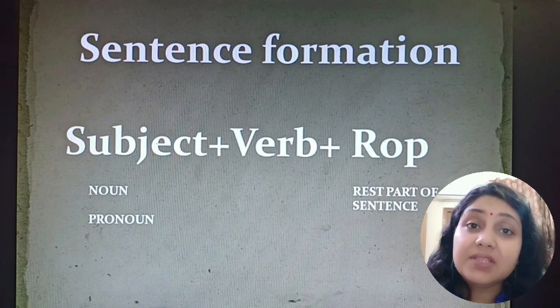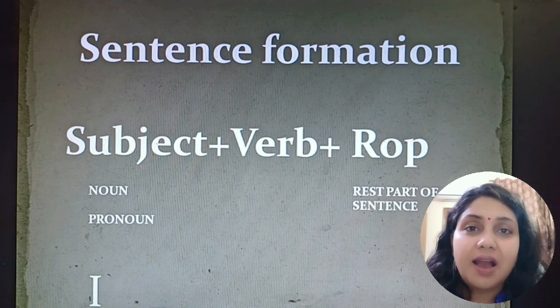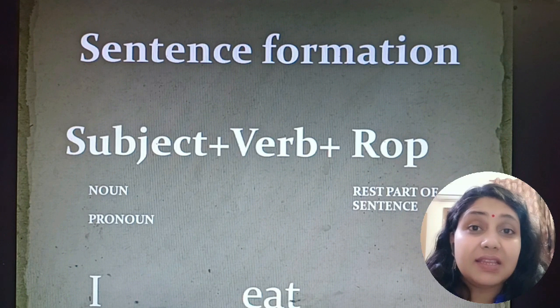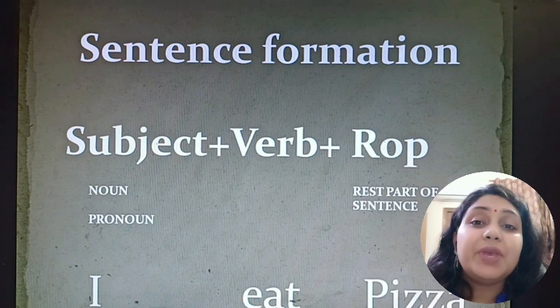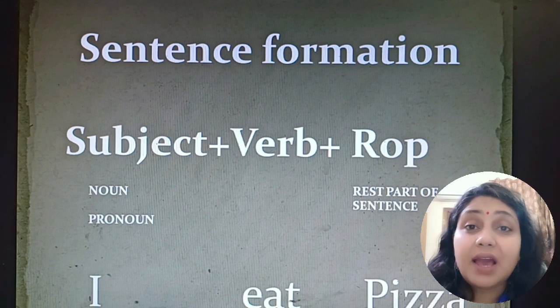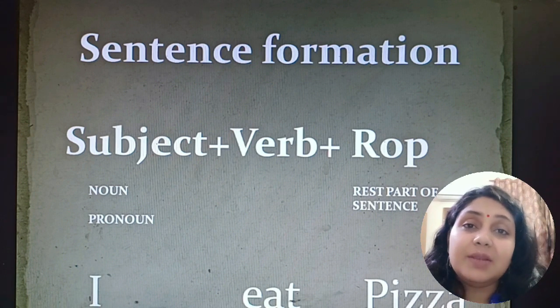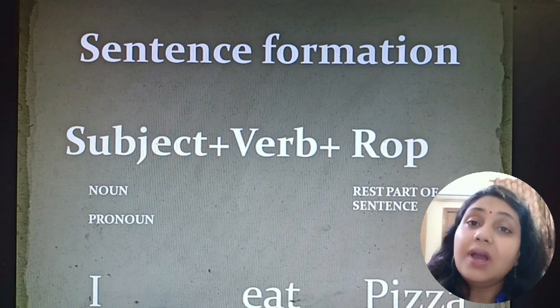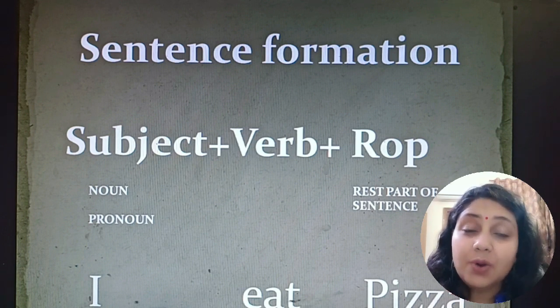Now I'm going to make one sentence. I is a pronoun. Eat is a verb. Pizza. I eat pizza. So here I made a sentence, I eat pizza. I took some words. I need noun or pronoun. I need verb. I need again a noun. So I hope it's clear.